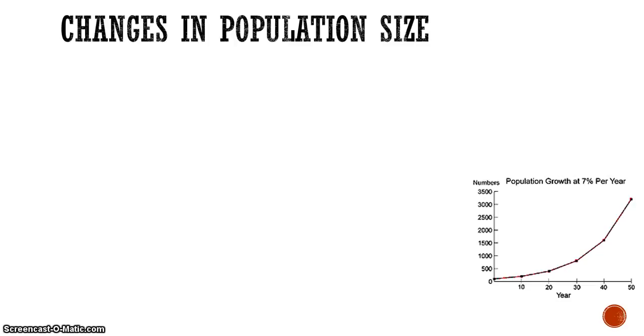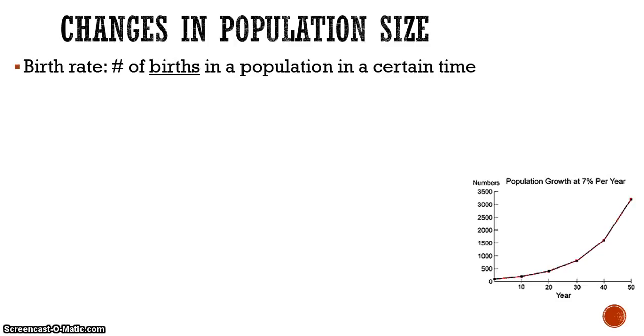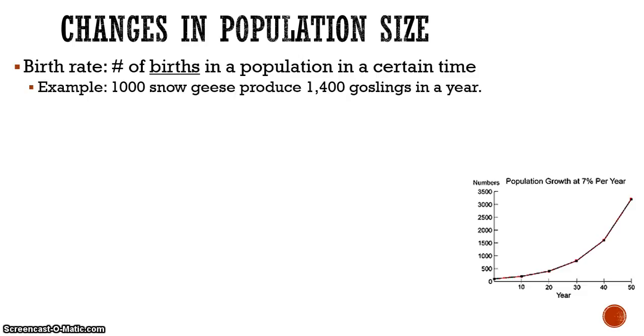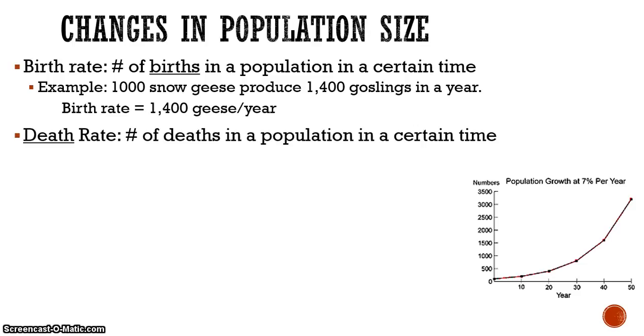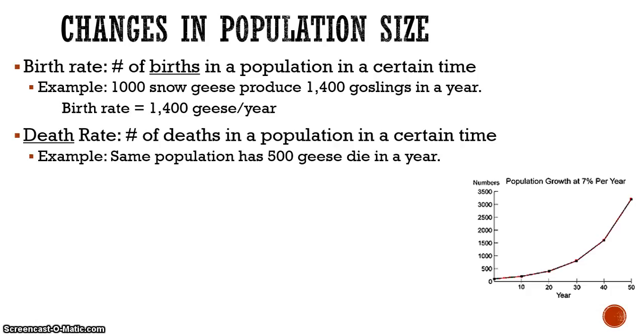Over time, a population size may change. So birth rates might cause an increase in your population, and birth rate is talking about the number of births in a population in a certain time. So if we were looking at a snow geese population and they produce 1,400 goslings in a year, then that birth rate is 1,400 geese per year. If that same population had a death rate of 500 geese per year, so the number of animals or organisms that die in a certain time, then that death rate is 500 geese per year.